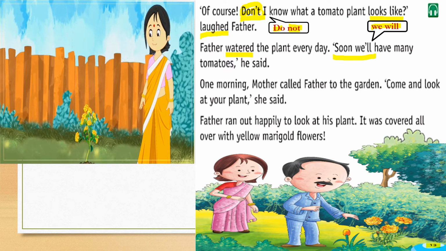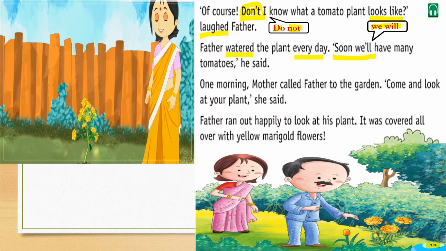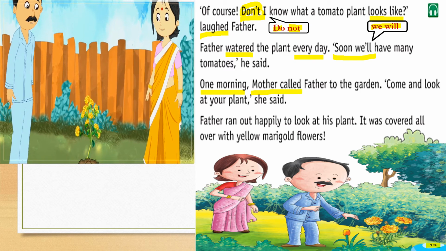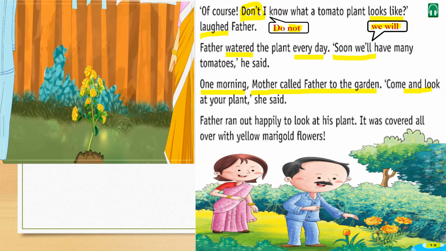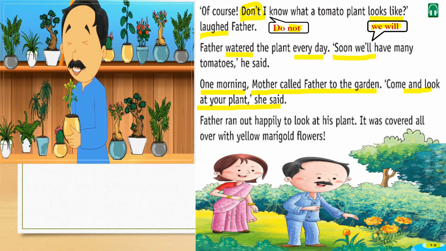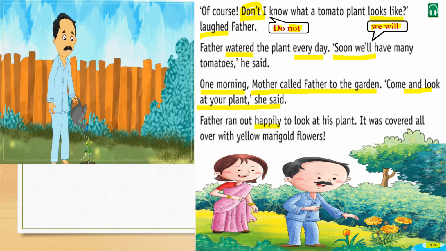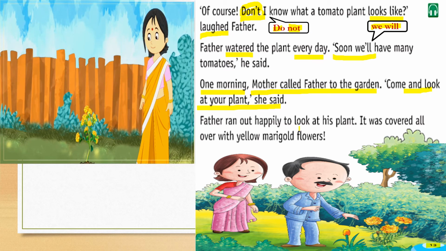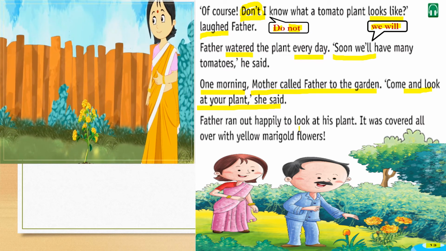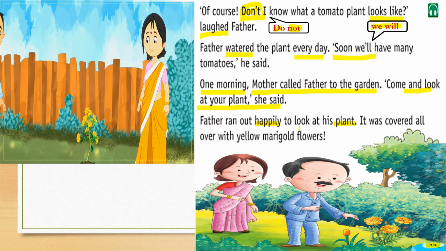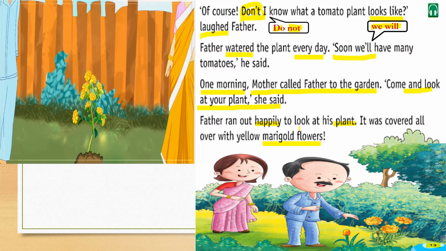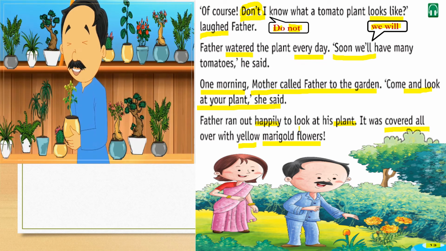Now, one day, what happened? Mother came to call the father to show him something in the garden. She wanted him to see the plant he had kept in the garden. His plant was covered all over with yellow marigold flowers. But here, Father thought in his mind, maybe the tomatoes have started to grow. He ran out happily to see the tomato plant. But in vain, it was covered with yellow marigold flowers, and he was totally surprised.